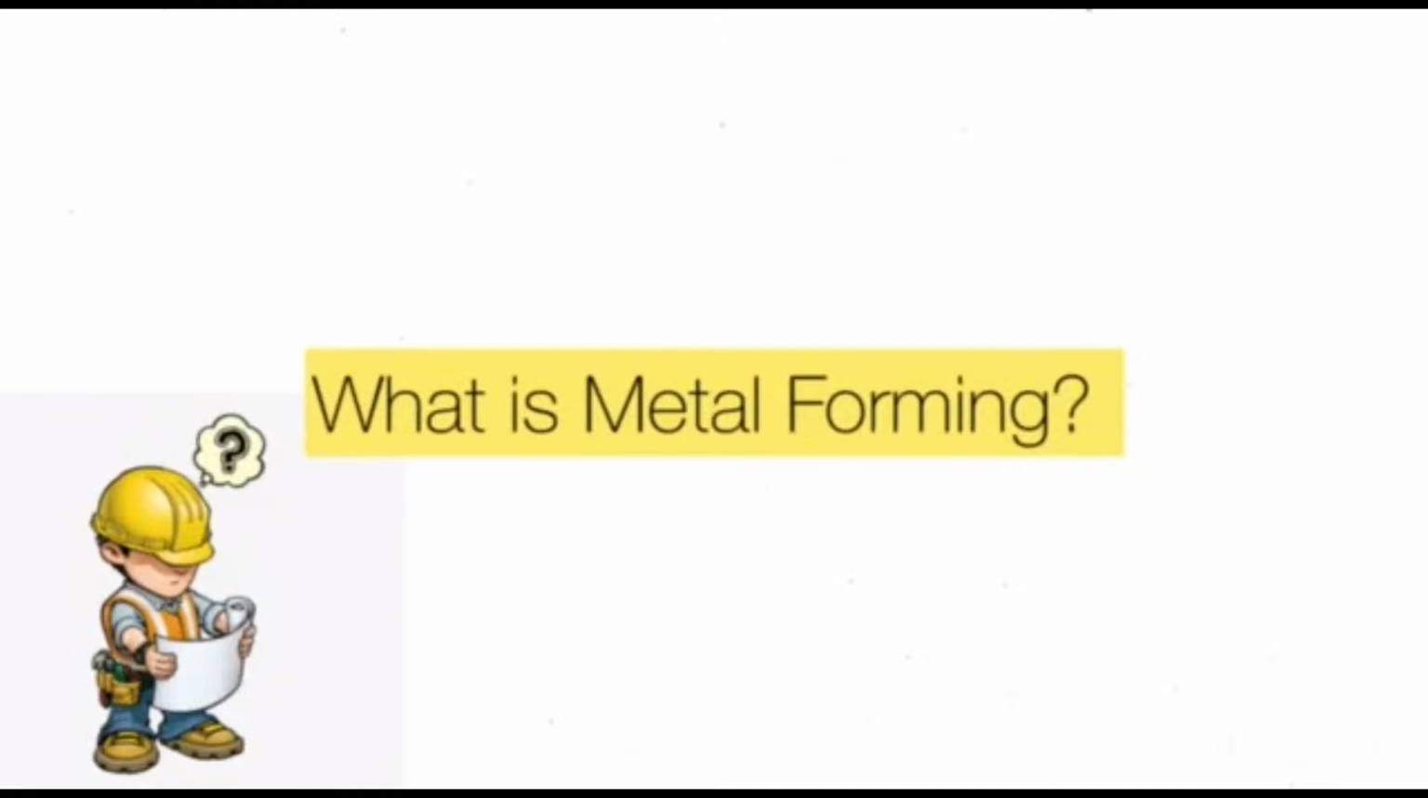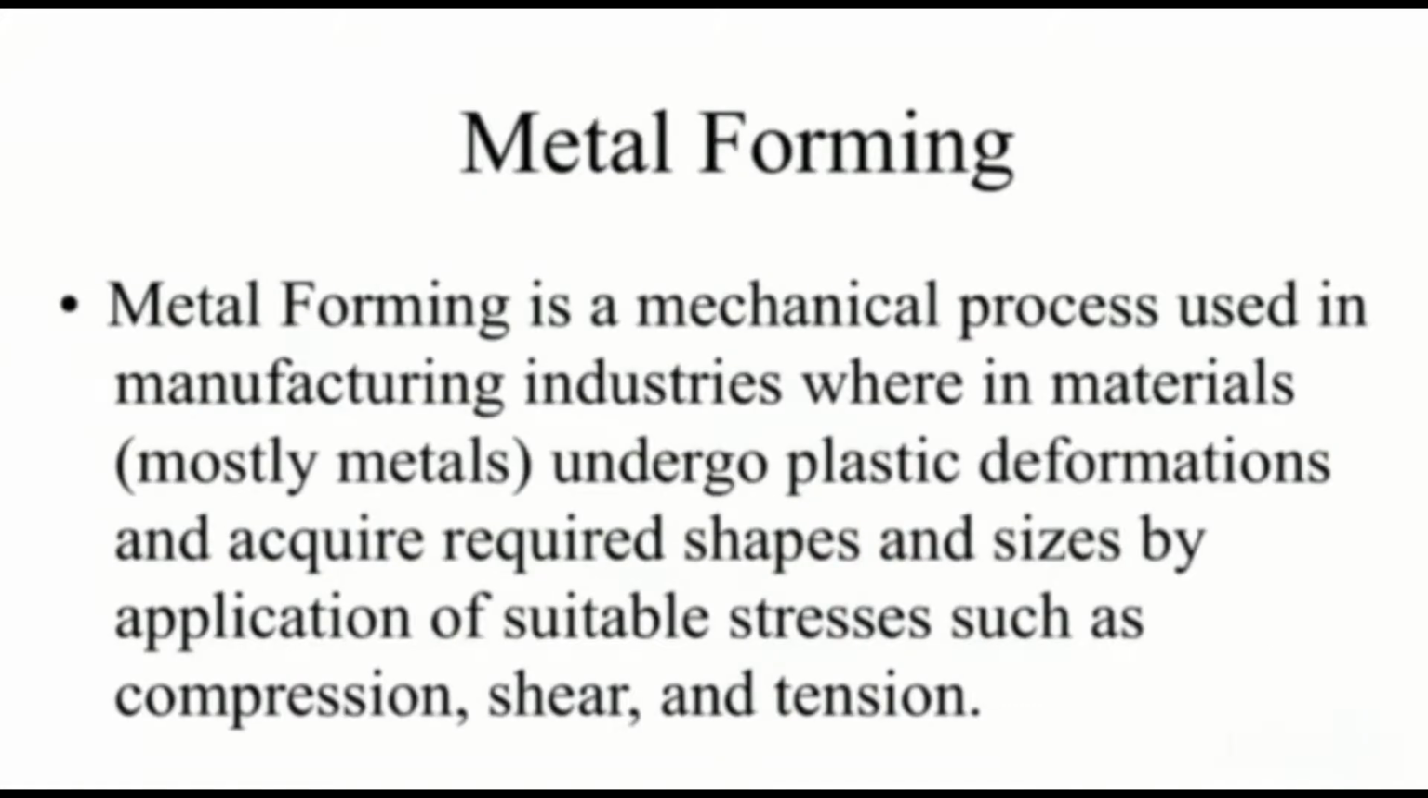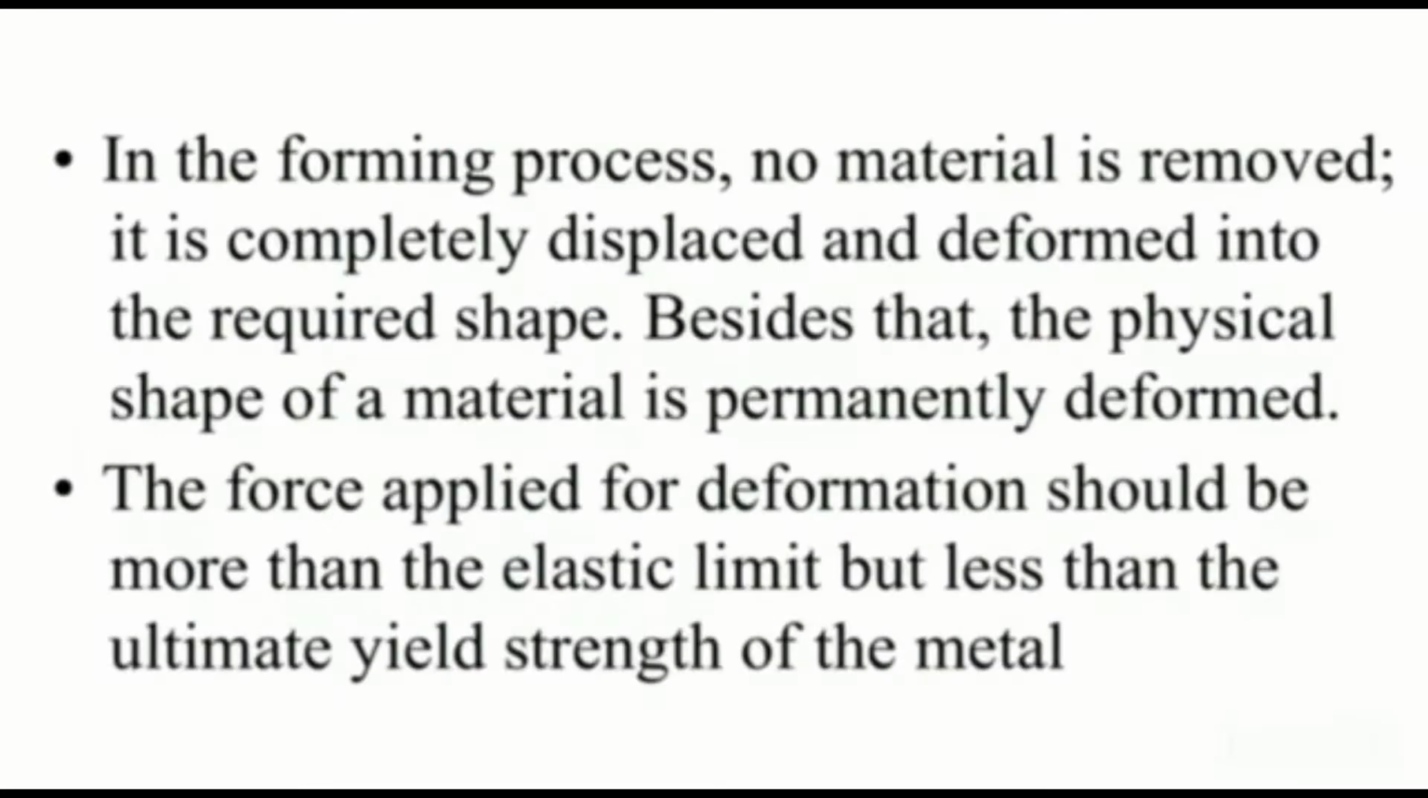What is metal forming? Metal forming is a mechanical process used in the manufacturing industry wherein material, mostly metals, undergoes plastic deformation and acquires required shapes and sizes by application of suitable stresses such as compression, shear and tension. In the forming process, no material is removed. It is completely displaced and deformed into the required shape. Besides that, the physical shape of the material is permanently deformed.